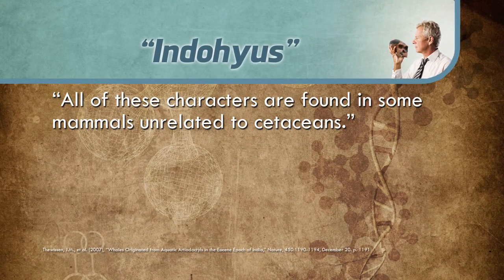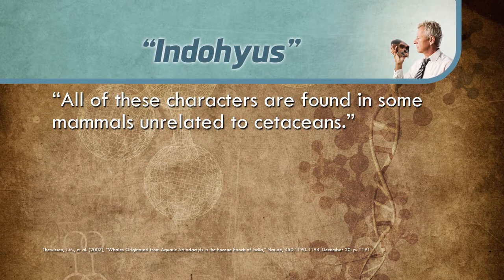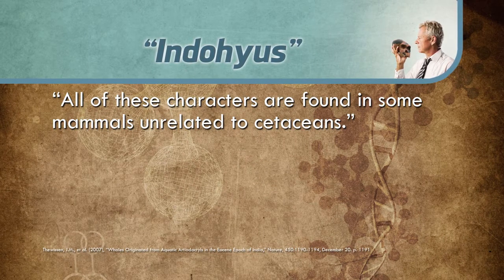Exactly. Thewissen actually admits that these anatomical features are, in fact, shared with other creatures. He says all of these characters are found in some mammals unrelated to cetaceans or whales. So what's so special about the Indohyus? The distinguishing feature of the Indohyus appears to be its teeth, which are suggested to be similar to the whale's teeth. The entire evolutionary shift is based on similar teeth.